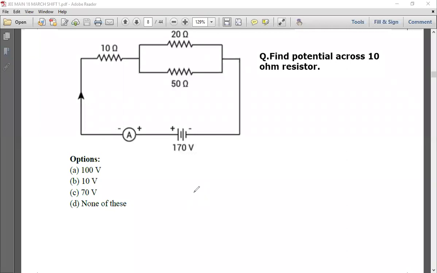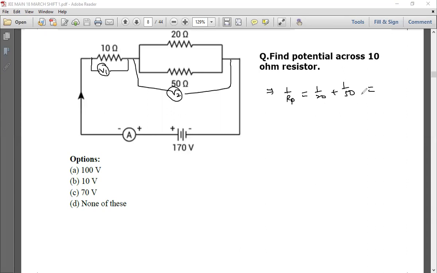So see this question. What is he asking? He is asking to find the potential across the 10 ohm resistor. Means where? Here. First of all, I am taking it like this. It is very easy. This is V1, and across these two parallel resistors you will get V2. So first you find this resistance. 1 by Rp is equal to 1 by 20 plus 1 by 50.